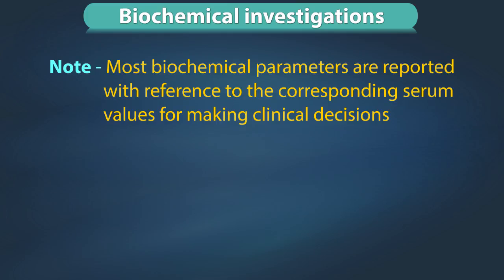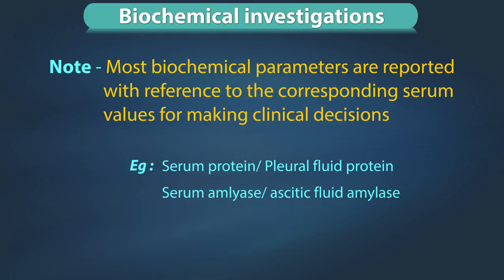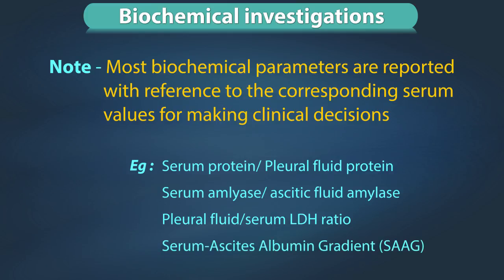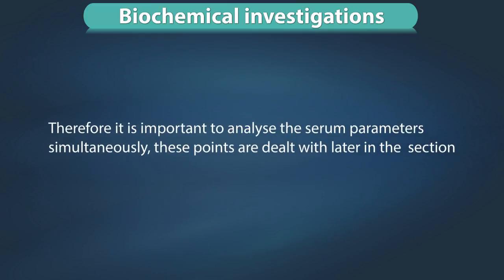Also, please note that most biochemical parameters are reported with reference to the corresponding serum values for clinical decisions made of those parameters. For example, serum protein versus pleural fluid protein, serum amylase against ascitic fluid amylase, pleural fluid and serum LDH ratio, serum ascites albumin gradient, etc. Therefore, it is important to analyze the serum parameters simultaneously. These points are dealt with in detail later in the section.